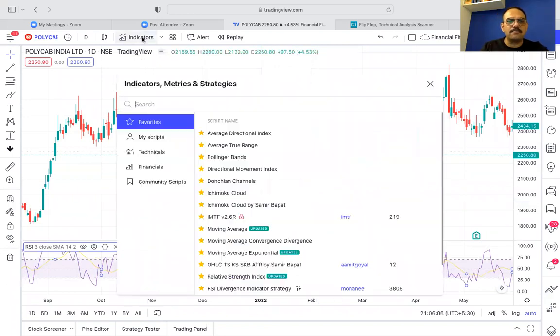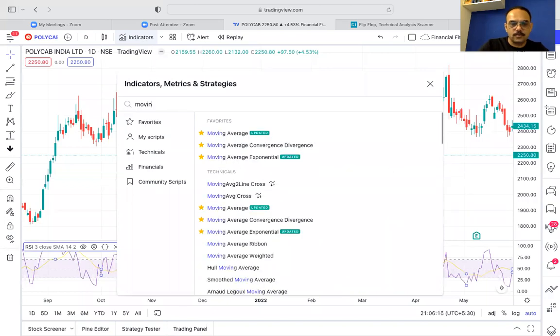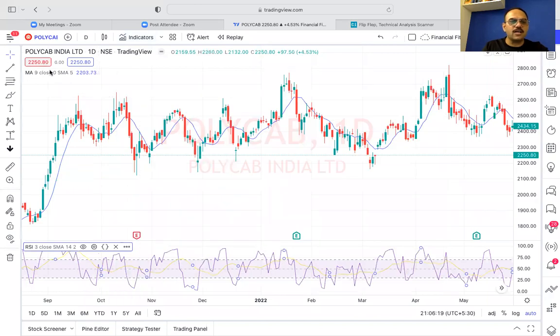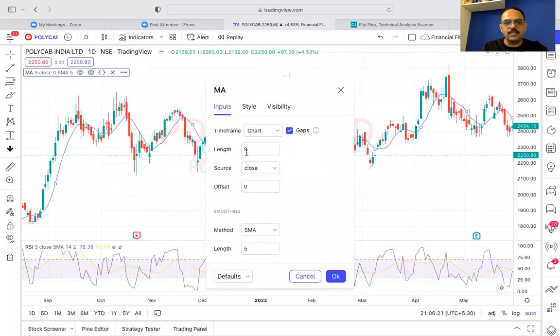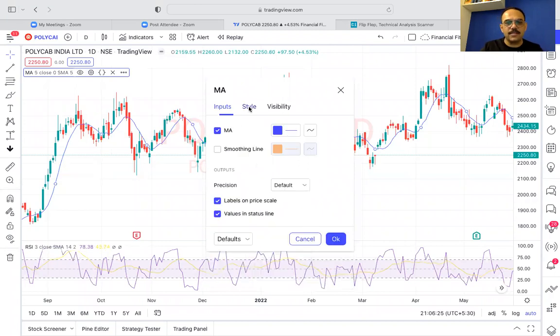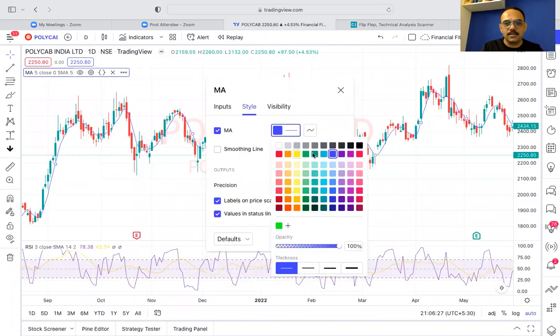Then we pull in the moving average, simple moving average. By default in TradingView, it is 9 days. We make it 5 days. And let me make it a little bit darker. Okay.